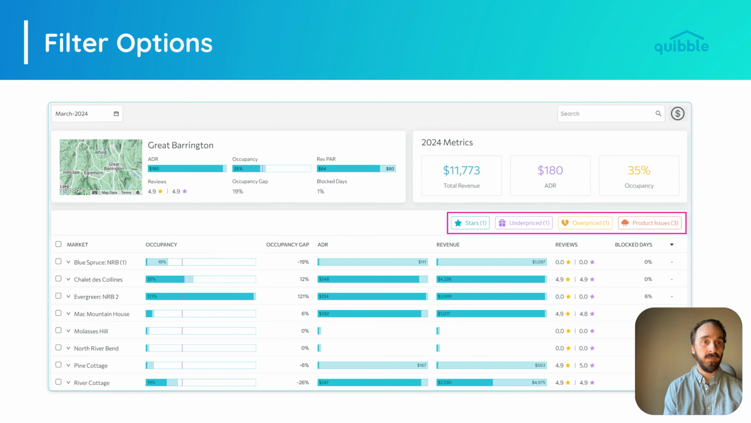Filter options. Quibble categorizes each listing by its performance metric. This is a great way to filter the listings and create a queue. Creating a queue of underperforming properties allows you to work all those listings with a consistent strategy. The same can be applied to star performers.